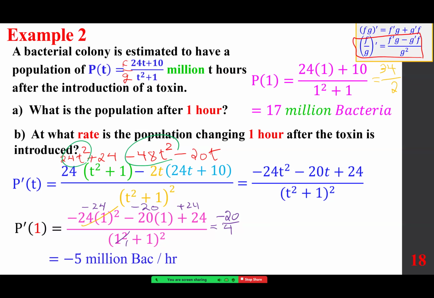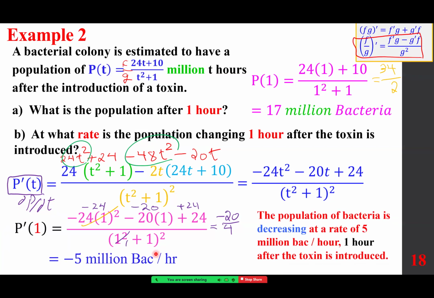Negative 5 million bacteria per hour. Remember, this is dP/dt, the units of the numerator, population, over the units of the denominator, time. That's why we get -5 million bacteria per hour. What does it mean? The population of bacteria is decreasing at the rate of 5 million bacteria per hour, 1 hour after the toxin is introduced.